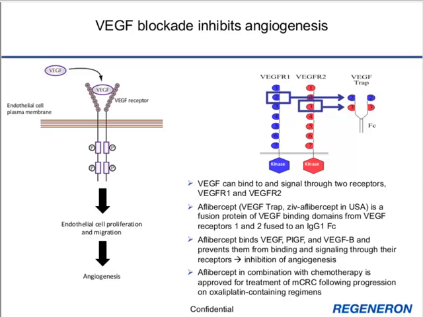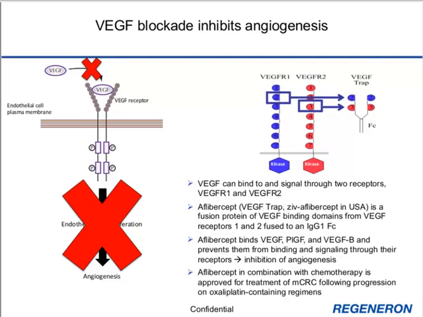Aflibercept works by binding VEGF as well as PlGF, placental growth factor, and VEGF-B, thereby preventing them from binding to and signaling through their receptors, and that inhibits angiogenesis. VEGF blockade using aflibercept inhibits tumor angiogenesis and tumor growth in preclinical as well as clinical settings, where aflibercept in combination with chemotherapy is currently approved to treat metastatic colorectal cancer following progression on oxaliplatin-containing regimens.